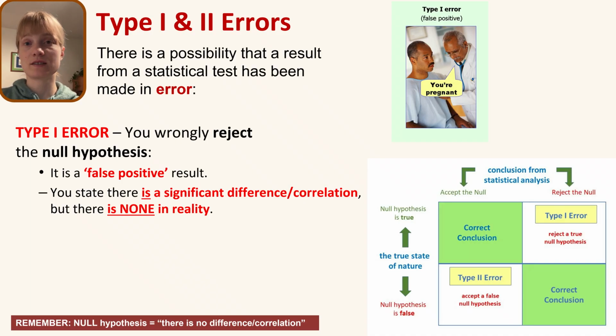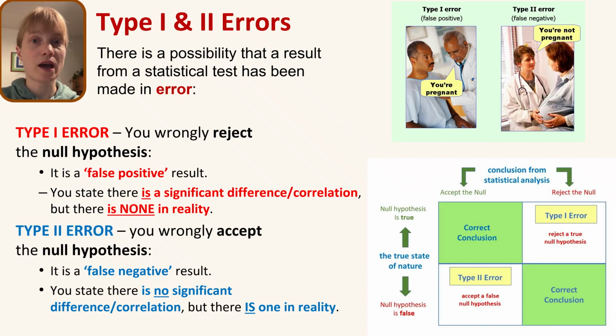Whenever a statistical test is carried out, there's always a possibility that the conclusion is incorrect. That's what Type 1 and Type 2 errors refer to. A Type 1 error happens when the null hypothesis is wrongly rejected, a false positive. It means concluding there is a significant difference or correlation, when in reality there isn't one. It's like saying to someone who is clearly not pregnant that they are pregnant.